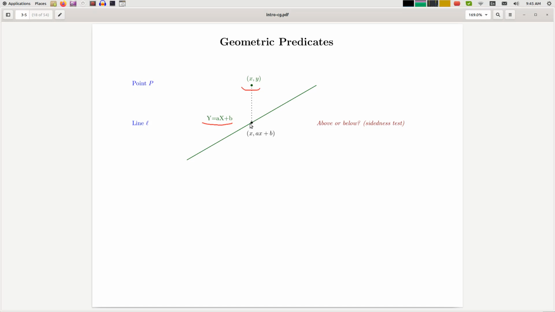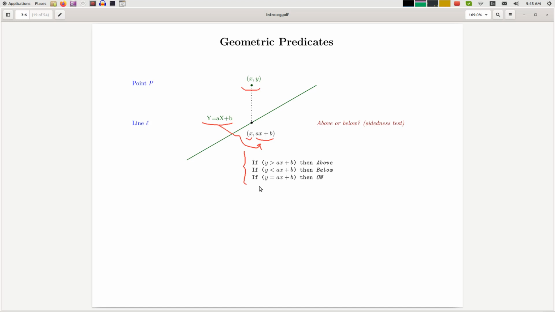If you look at this point, the x coordinate on the line, then you have its x coordinate x and its y coordinate ax plus b, just because of the formula of the line. Now if the y coordinate of a point is bigger than this, then the point is above. If it's equal, it's on, and if it's smaller, then it's below. So the sidedness test can be represented something like this.